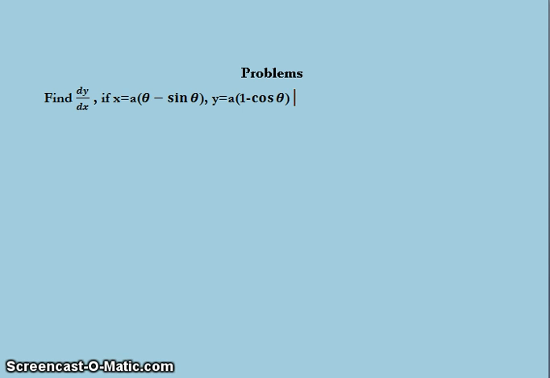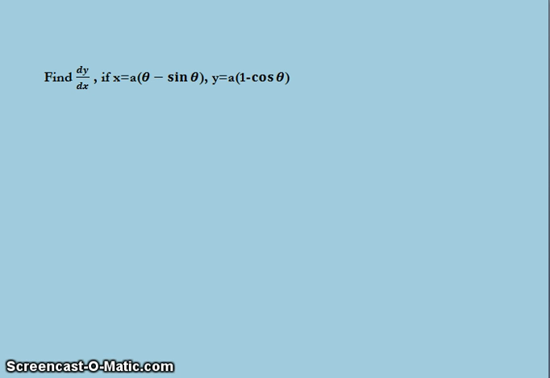Now here we are required to find the value of dy by dx if x is equal to a bracket theta minus sine theta and y is equal to a bracket 1 minus cos theta. Now here we can see that x and y both are functions of a single variable, that is theta. Therefore, this function represents a parametric function or equation. Thus, using the derivative of parametric functions, we can easily evaluate the value of dy by dx.